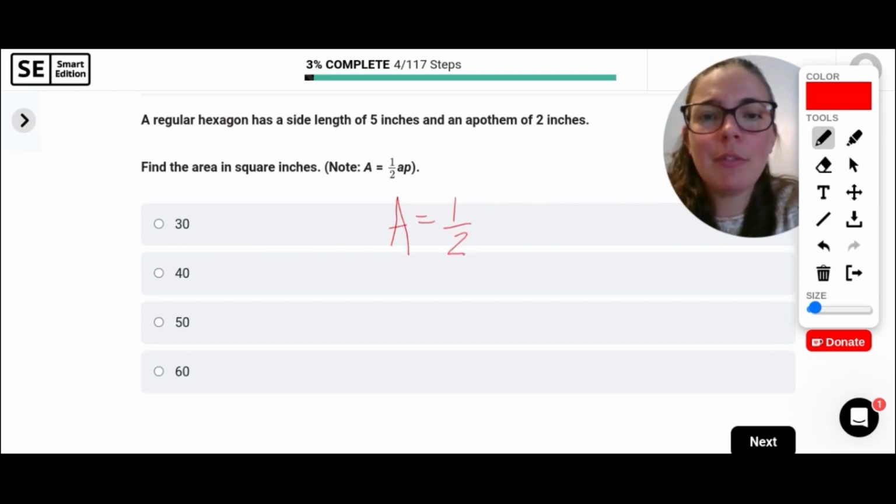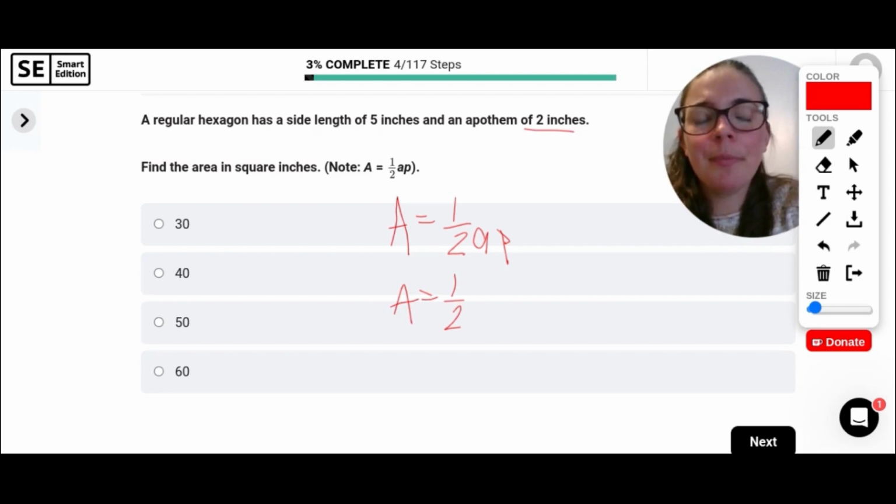1/2 A P. The A stands for the apothem, and the P actually stands for perimeter. So we need to find the apothem and the perimeter. So let's plug in what we know. We know the apothem is 2. Now, how do we find the perimeter?